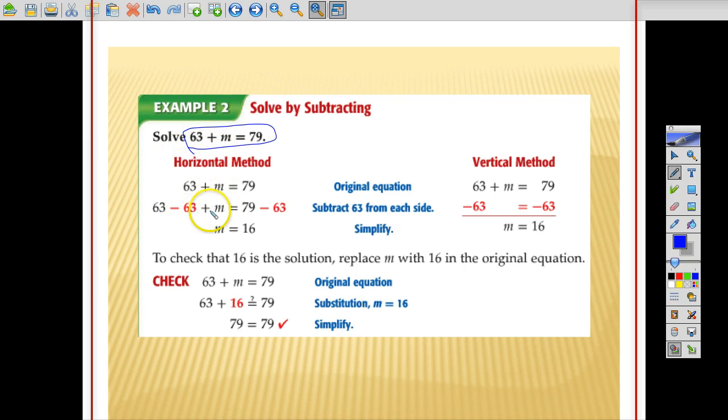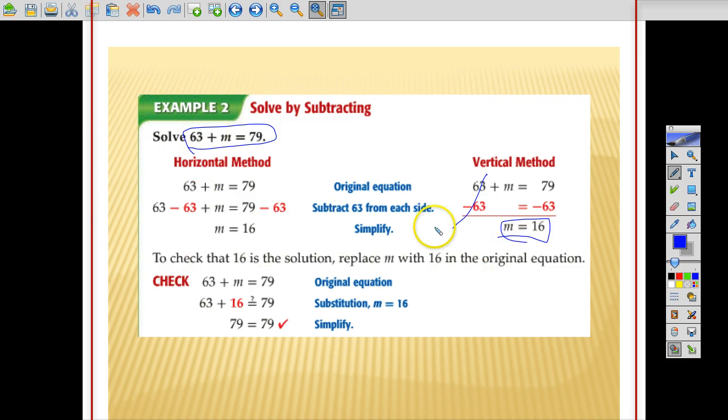Again, the horizontal method, you can do that. The vertical method is the preferred method because you can just see clearly that's what you got rid of. M comes down, equal sign comes down. 79 minus 63 equals 16. So you have m equals 16 as your answer.